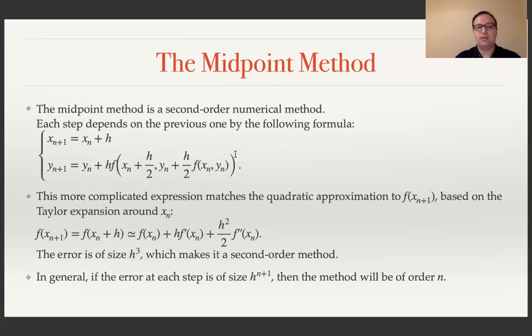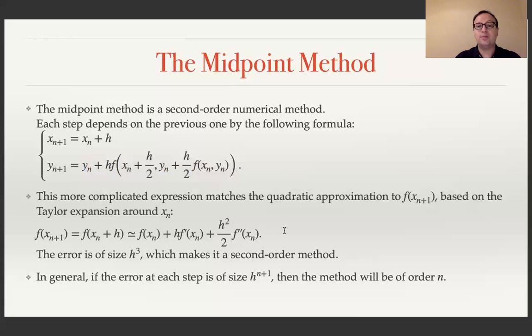It turns out that this is a way to match the second order Taylor expansion of the function. So here we use this approximation that f of x_n plus h is approximately equal to f of x_n plus h f prime of x_n, and then we use one more term in the Taylor expansion, so plus h squared over 2 times f double prime of x_n. It turns out that this more complicated expression is a way to approximate this second order Taylor expansion.